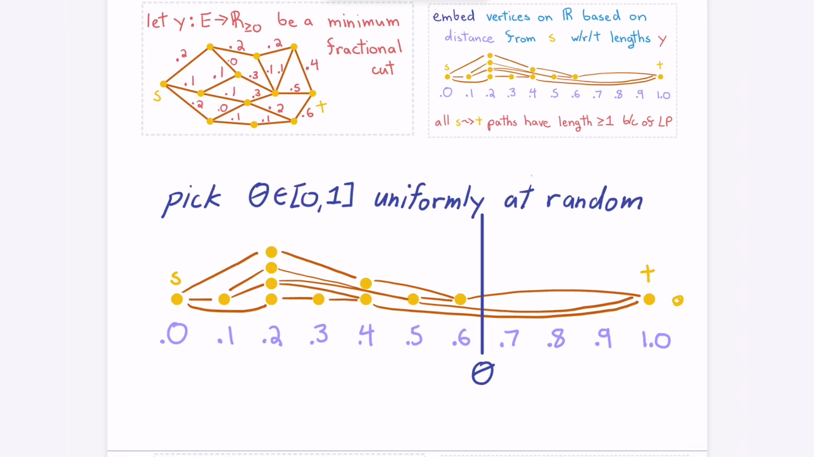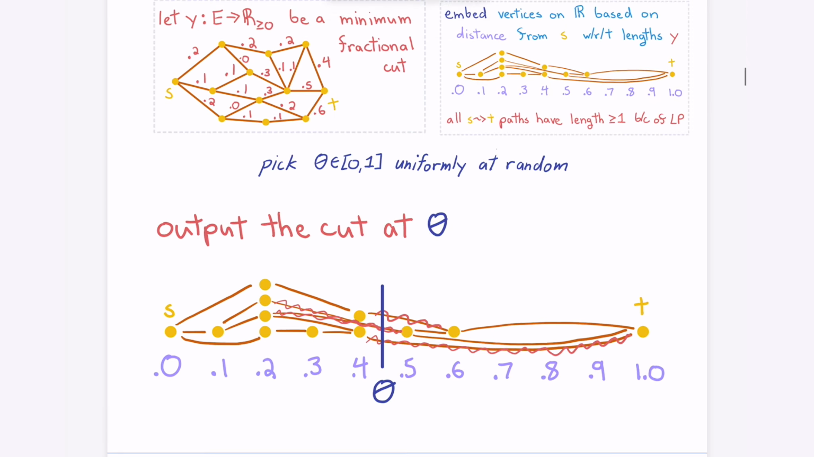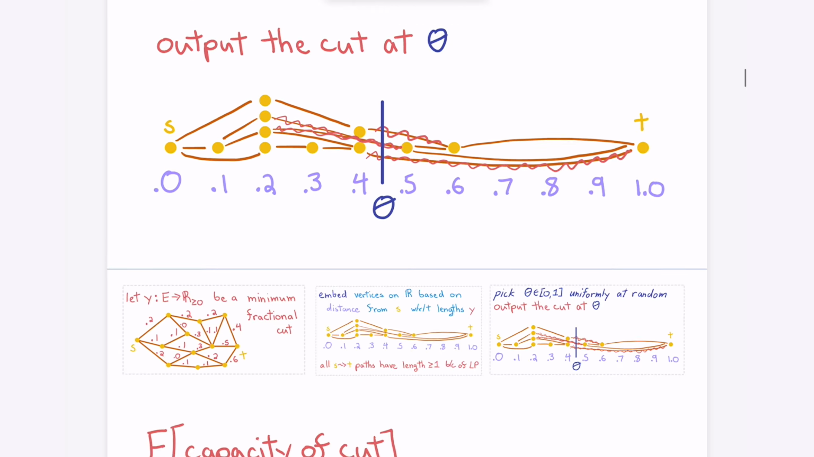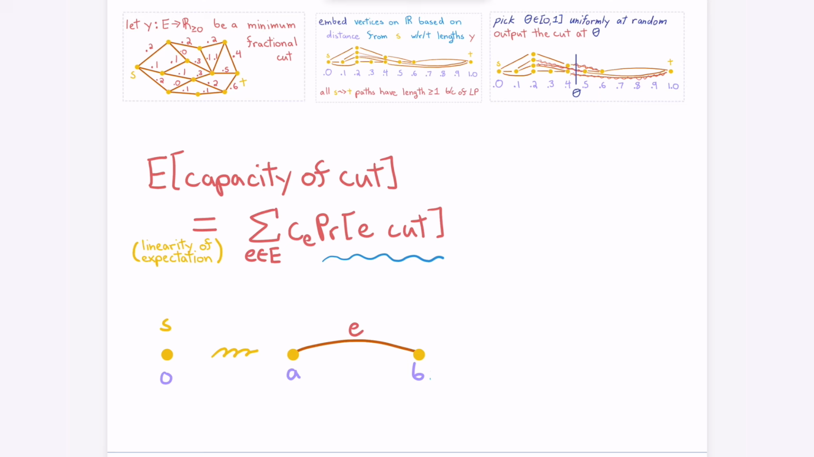Okay. All right, so let's analyze this. Okay, so you pick one and you output the cut at this angle. All right, what's the expected capacity of the cut? That's what we're interested in, right? What should we do first? It's a natural first step. Yeah, what's the buzzword? Okay, we'll do some linearity of expectation, something like this.